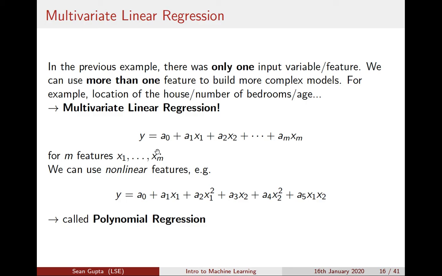We can set up a very similar model as before, just longer. What we have here is some parameter, a0, so just some number, plus some number times x1, plus some number times x2, and so on, plus some number times xm. This is multivariate linear regression. We can also introduce additional nonlinear features from the existing ones. For example, we can put in a square term, x1 squared, or x2 squared, and we can put in a product term, x1 times x2. This is called polynomial regression.